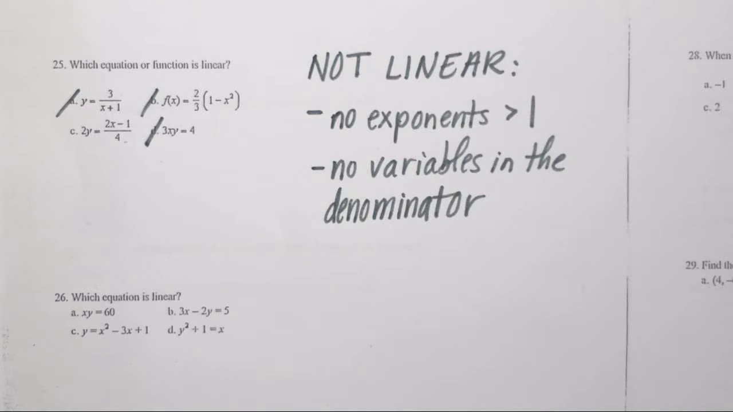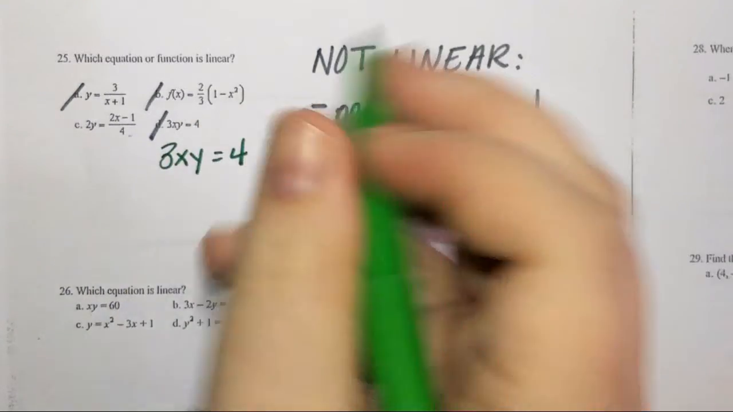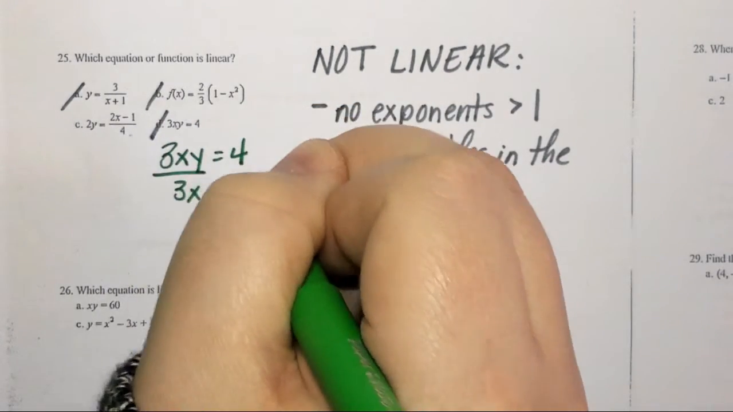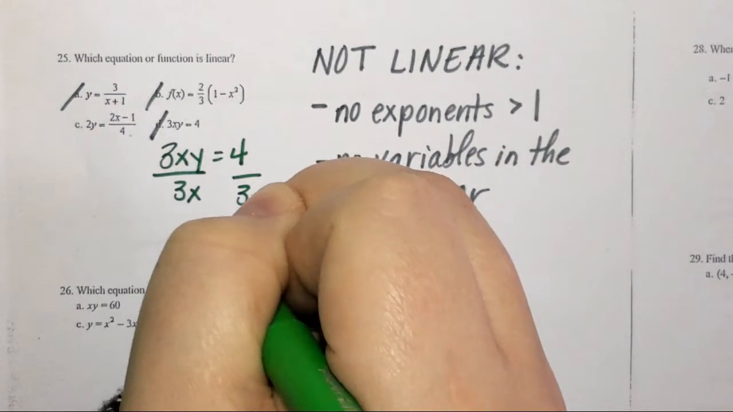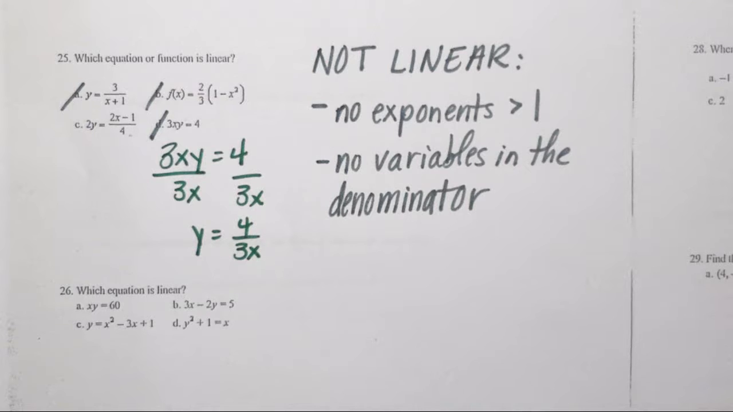That would work. Or, I guess I'm kind of a nerd, so I was trying to put everybody in y equals mx plus b because, you know, if it's linear, it's going to go in that form pretty easily. When I had 3xy equals 4, and I tried to get y by itself, I ended up with y equals 4 over 3x, which is back to Drea's rule, can't have a variable in the denominator.